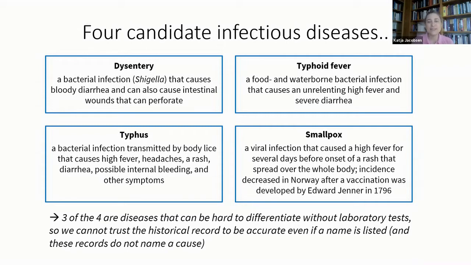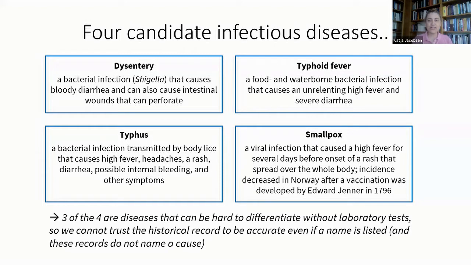So the problem with just looking at these 4 is that 3 are very hard to differentiate, even with laboratory tests that we have today. So these were happening in the 1700s pre-germ theory. And this is very imprecise reporting. So I'm not exactly sure how to interpret how these would have been recorded in the past.